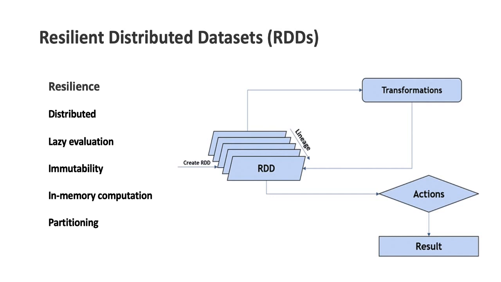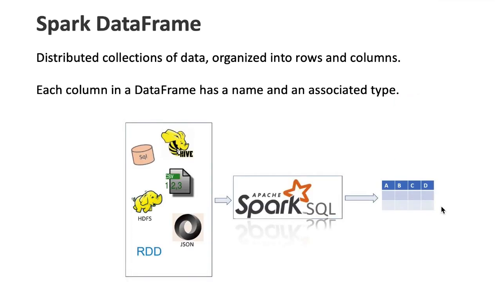RDDs do lazy evaluation. That means that transformations are actually computed only when an action is called. RDDs are immutable. That means that data stored in the RDD is read-only. You cannot edit the data present in the RDD. RDDs perform in-memory computation. That means that RDDs store the intermediate data in the RAM rather than on the hard disk, so that it provides faster access. A single RDD can be divided into multiple partitions so that these partitions can be stored and processed on different machines.